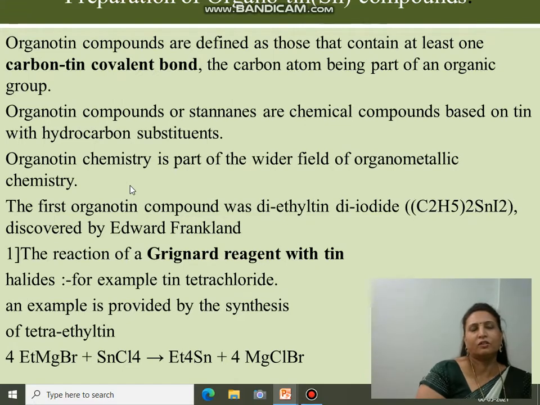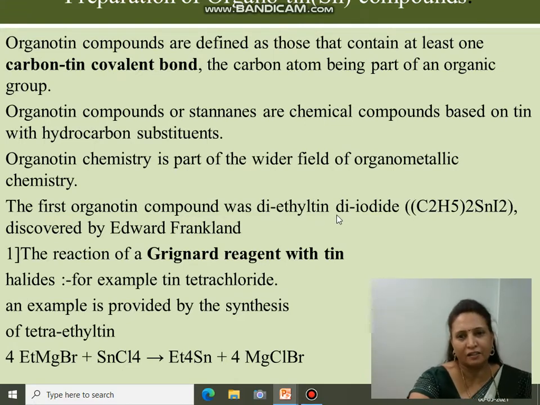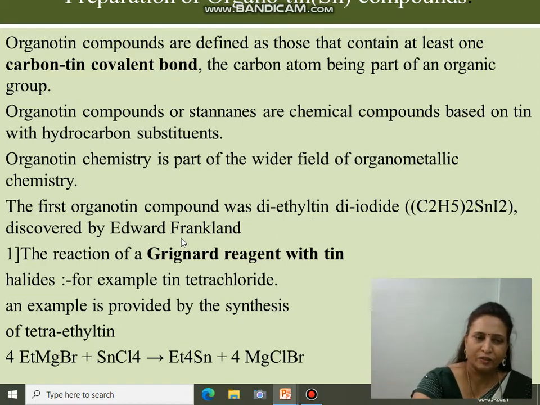The first organotin compound was diethyltin diiodide. This is the first organotin compound, which was discovered by the scientist Edward Frankland. This is the introduction of organotin compounds.